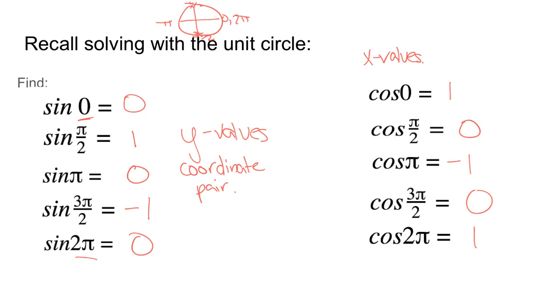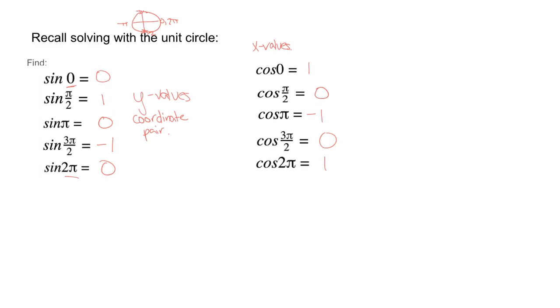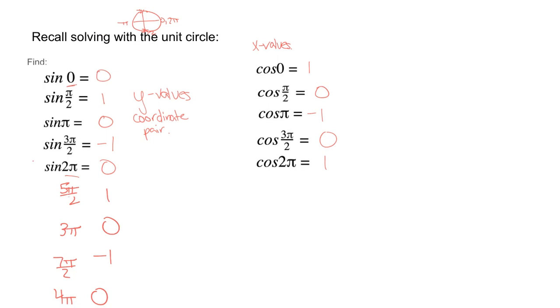So these 5 pieces, let me go ahead and zoom out. These 5 show us one rotation around. Now, if I was to continue on past 2 pi and I said, all right, 5 pi over 2, 3 pi, 7 pi over 2, 4 pi, and went down a whole other rotation, I would then have 1, 0, negative 1, 0. And you could see that that pattern repeated again.